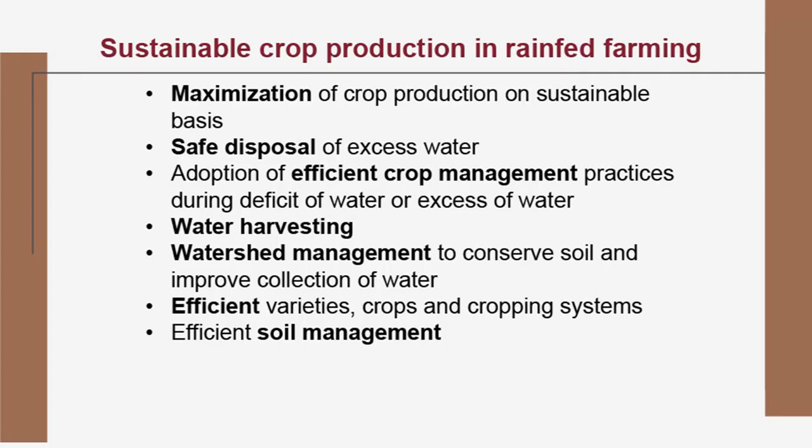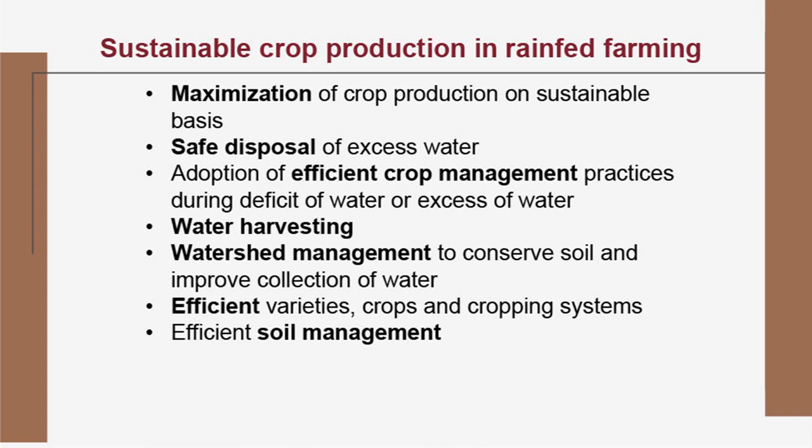Safe disposal of excess water, adoption of efficient crop management practices during deficit or excess of water. Water harvesting is an important approach that can be helpful in enhancing productivity and sustainability in these areas. Another is watershed management to conserve soil and improve collection of water. Efficient varieties, crops and crop management, soil management. All these practices can be integrated, and among them the best one can be chosen so that we get maximum production and sustainable production from these lands.